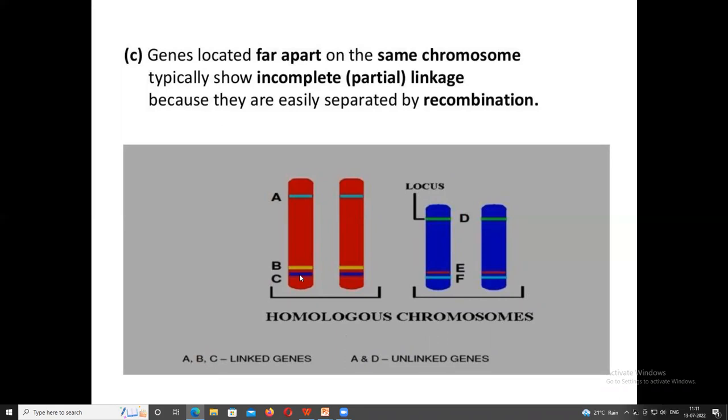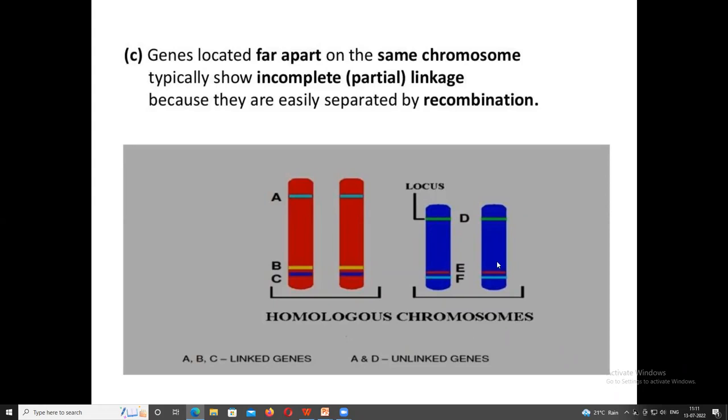Why are we calling them linked? Because there is no chance of crossing over. These two genes will go together to the next generation. Can anybody separate these genes? No. So these go together to the next generation. That is why these genes are called linked genes.